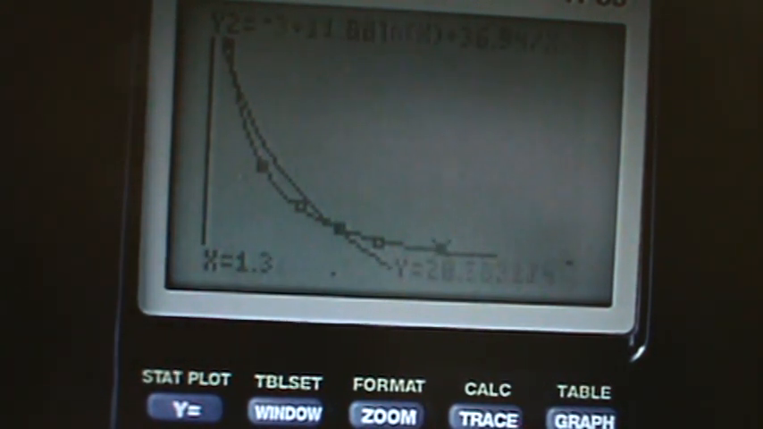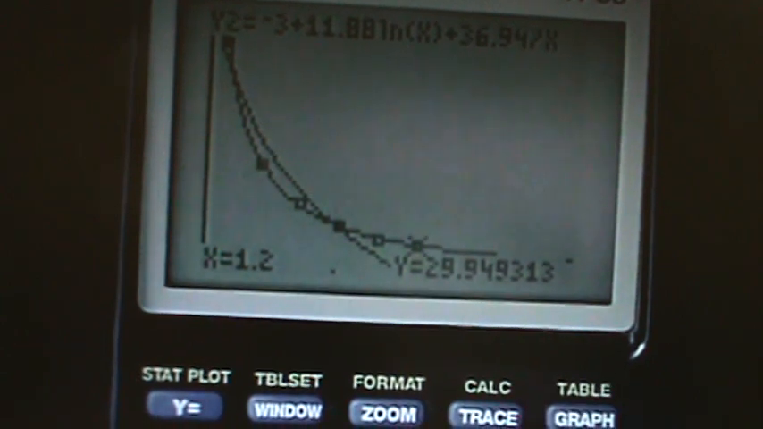Let's see, oh, I have a y, I'm all the way over to 28. Here we go. 29.94. Oh, that's pretty good. And the distance associated with that is 1.2.